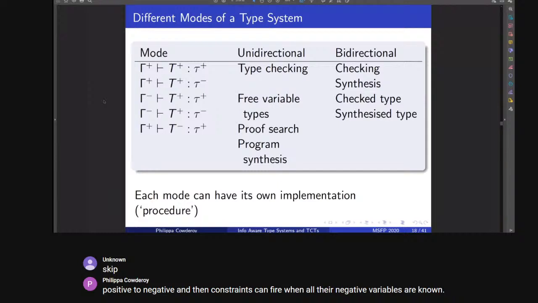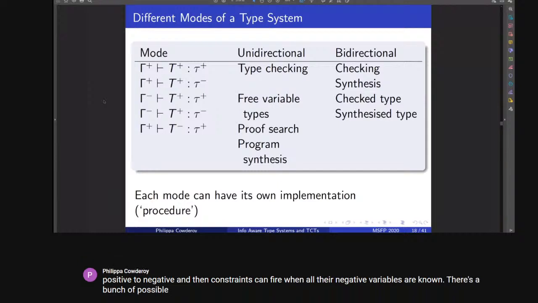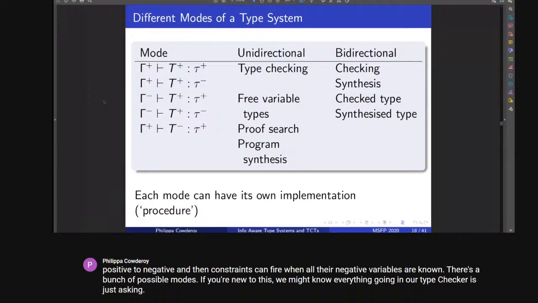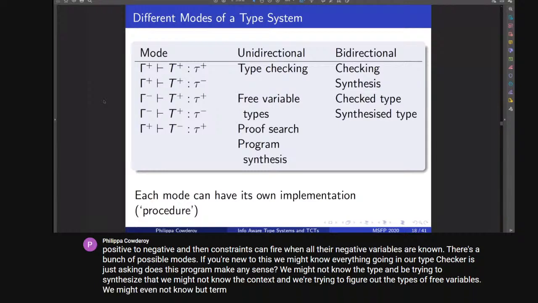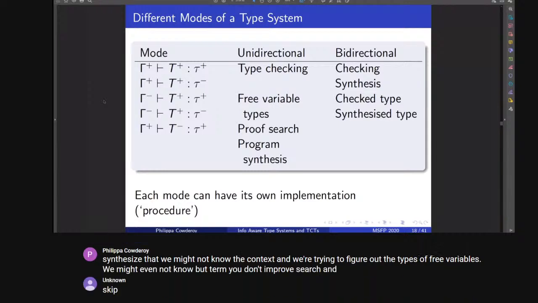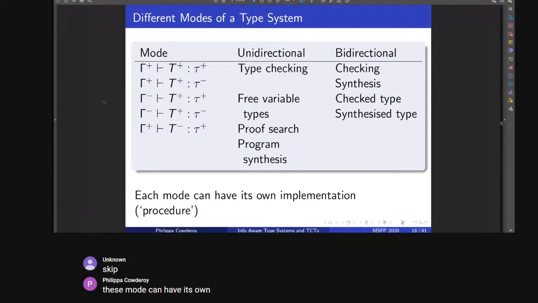There's a bunch of possible modes if you're new to this. We might know everything going in. Our type checker is just asking, does this program make any sense? We might not know the type and we'd be trying to synthesize it. We might not know the context and be trying to figure out the types of free variables. We might even not know the term and be doing proof search, and each of these modes can have its own implementation, what the logic programming crowd call a procedure.